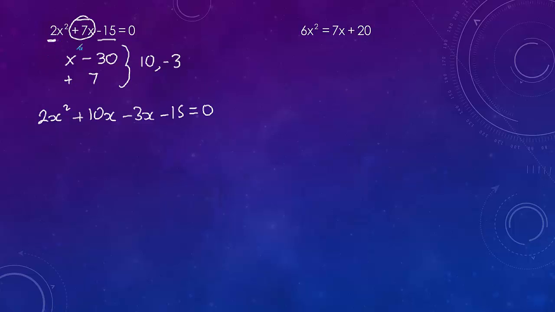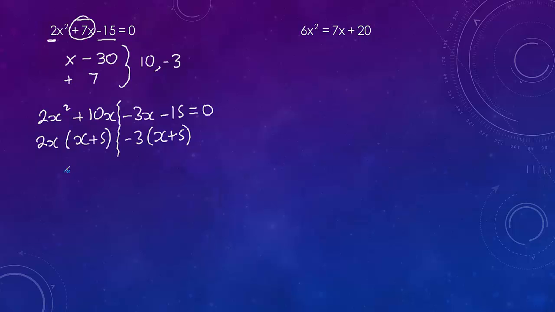So you can see here the 2x squared and the negative 15 are the same. It's just the plus 7x is now plus 10x minus 3x. And it doesn't matter if you get these two in a different order. Now, put a wiggly line down the middle and then factorise each half. So I can take 2x out of here, and then I'd have x plus 5. And if I take negative 3 out of here, I'll have x plus 5. So the same bracket either side, the x plus 5, and that must be the case.